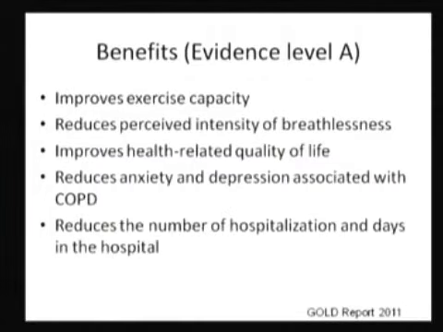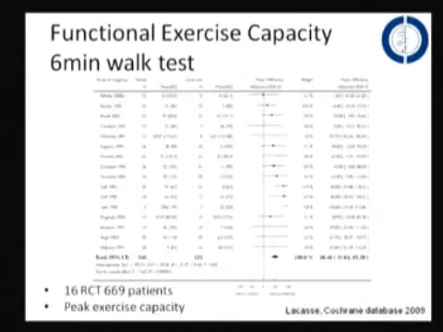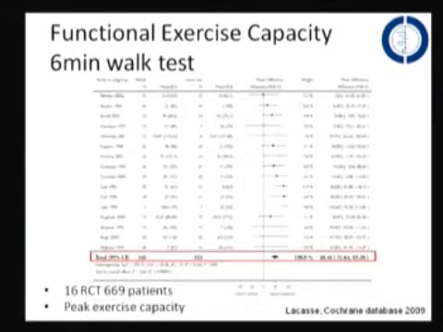And finally, very important, and what makes pulmonary rehabilitation cost-effective, it's been shown to reduce the number of hospitalizations and days in the hospital in patients who have previously had an exacerbation. So we'll review a bit of this evidence in some detail because it's very important. This is the Cochrane database review, a meta-analysis of 16 randomized controlled trials that includes 669 patients.